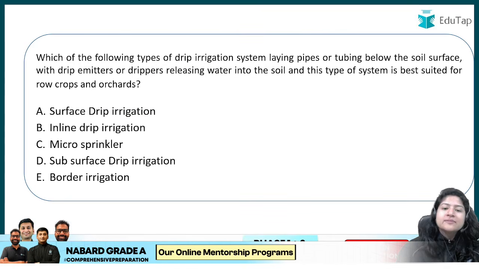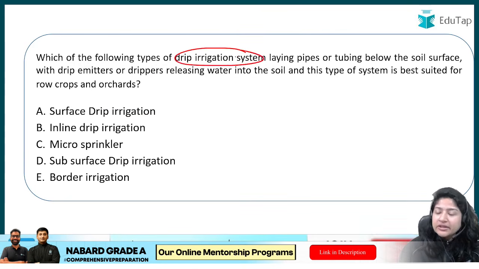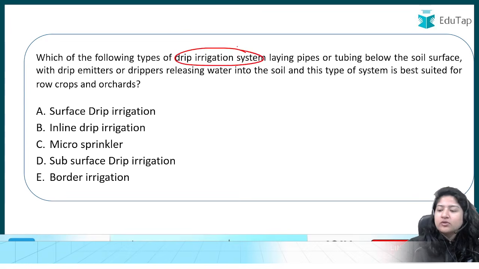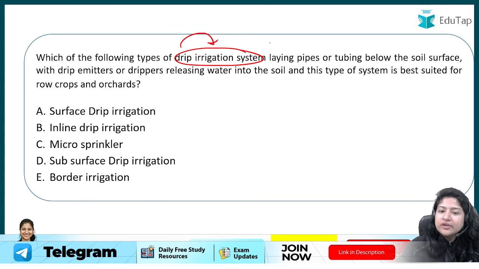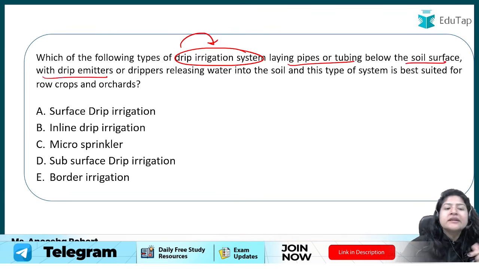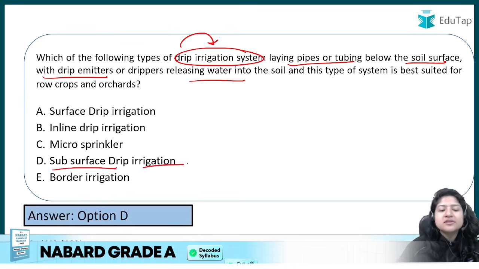Which of the following types of drip irrigation system, again a topic from irrigation, I told you before, right? Irrigation is equally important chapter. So if you look at it here, it says which of the following types of drip irrigation system, again the description has been given, ठीक है, where pipes are being laid below the soil surface, ठीक है. Drip emitters are there that release water into the soil, so such type is your subsurface drip irrigation.